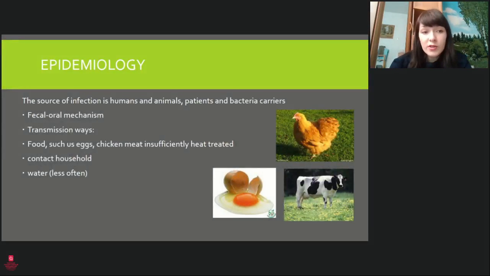Epidemiology. The source of infection is humans and animals, patients and bacteria carriers. Fecal-oral mechanism. Transmission ways: foods such as eggs, chicken meat, insufficiently heat treated. Contact-household and water less often.